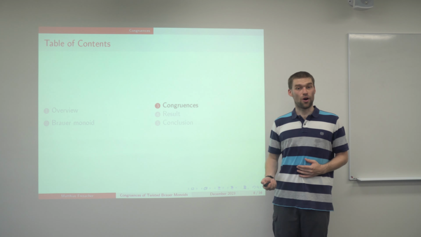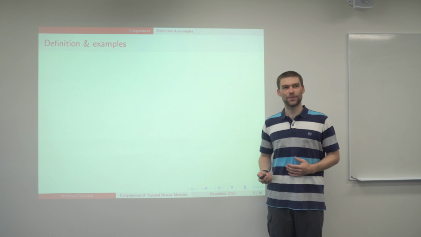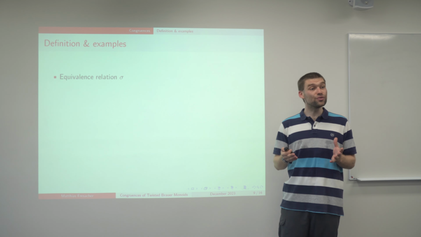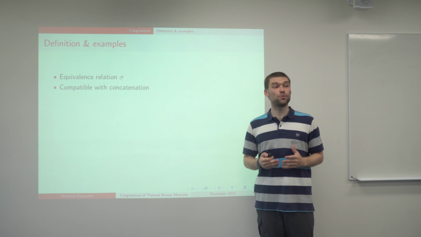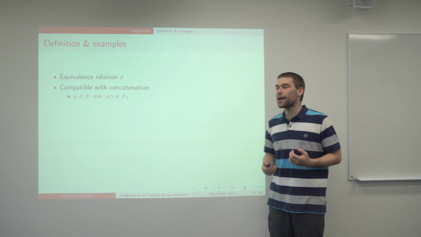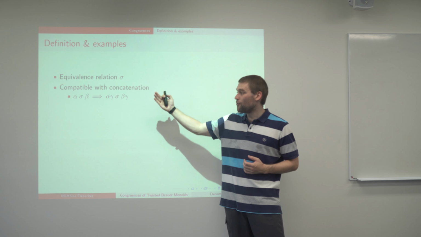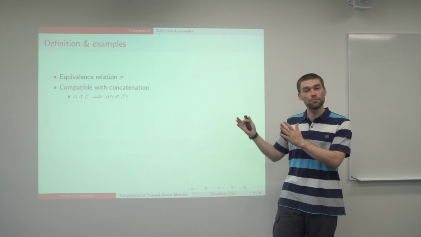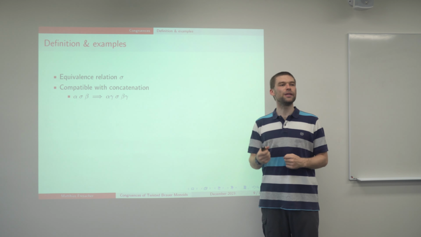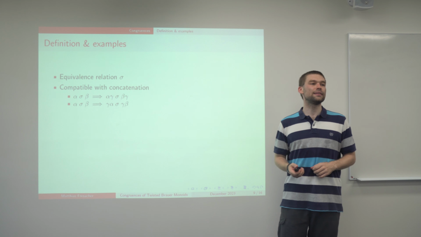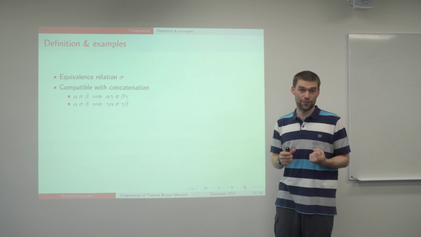Now moving on to congruences. What are they? Well, they're an equivalence relation, usually denoted by sigma, on our set of diagrams. But it must be compatible with concatenation. And by that, I mean if I have a diagram alpha and a beta, if they're congruent, if I multiply it on the right by any other diagram, say a gamma, I must still be congruent. And I want exactly the same property to hold on the left.